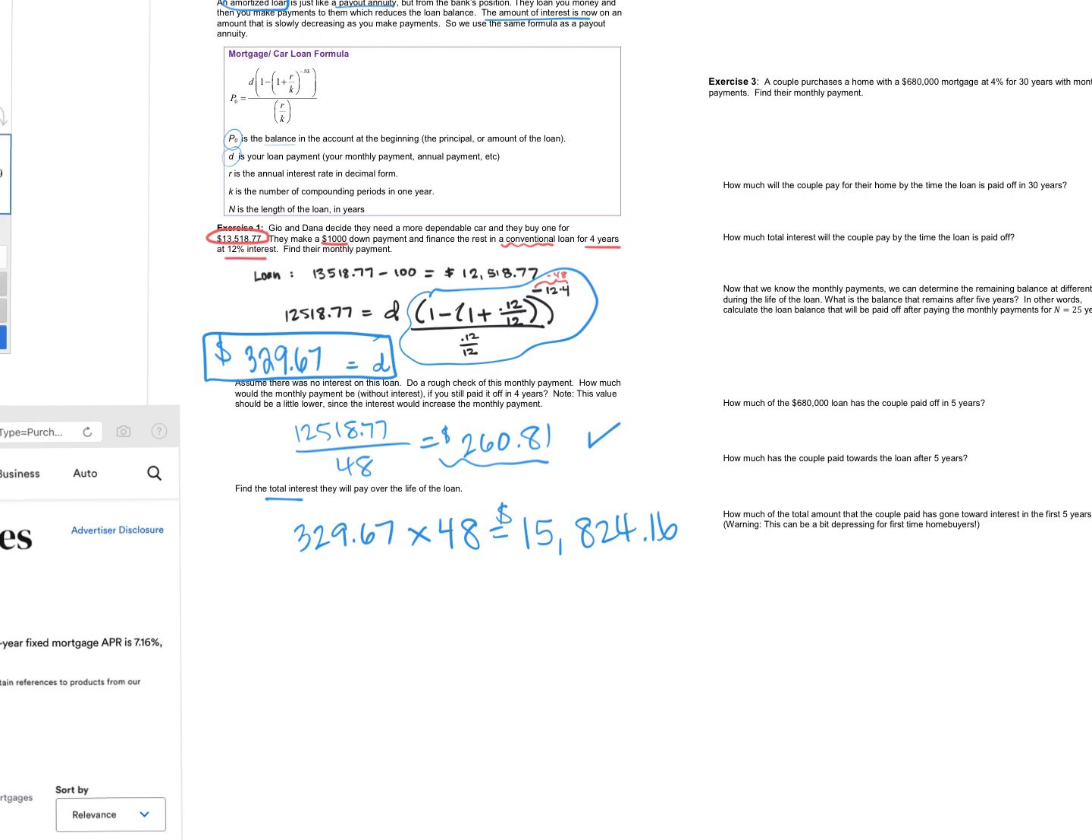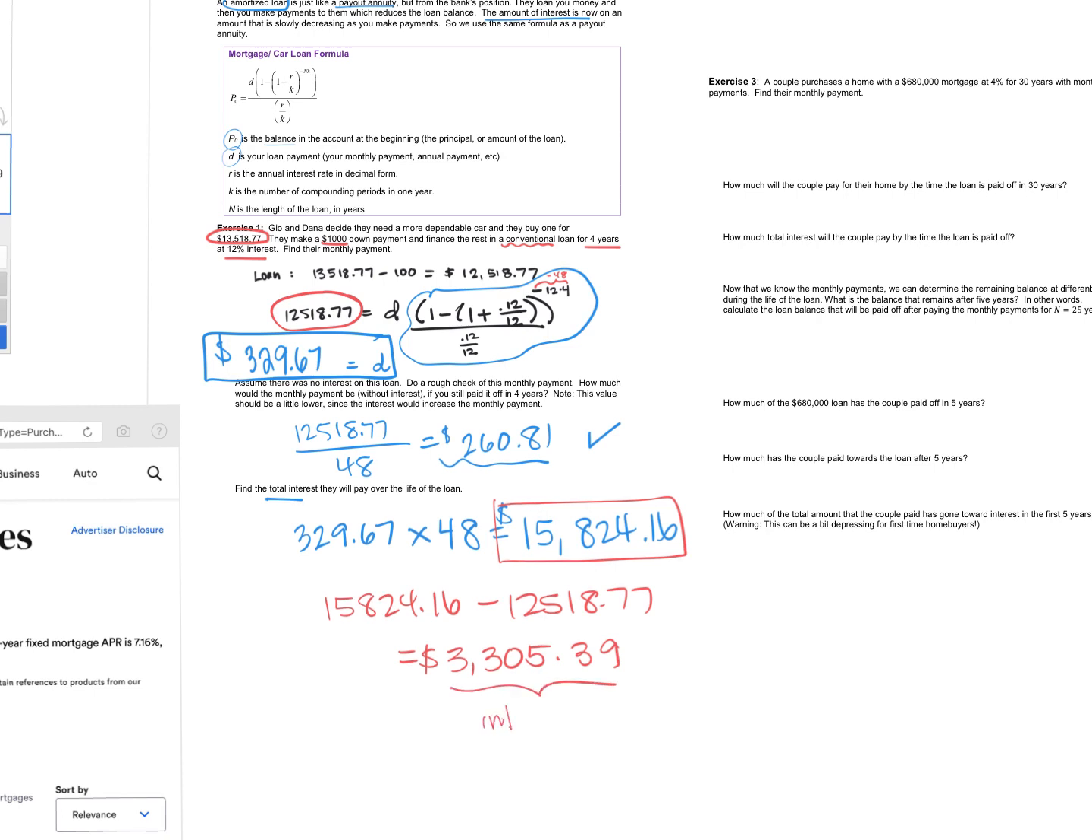And so if I look at the actual price of my car here, the loan amount was $12,518.77. So I'm going to take the amount I paid and subtract from that the amount that my loan was for, and that's going to tell me how much interest I paid, which if you subtract that, it'll be $3,305.39. Again, punching that into a calculator. So this is the total interest that I'll pay for borrowing that money.